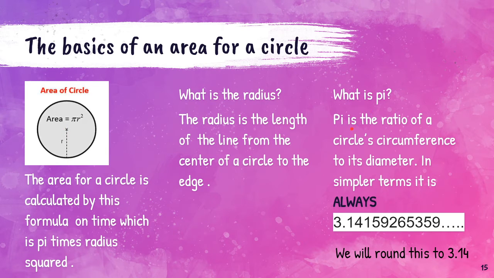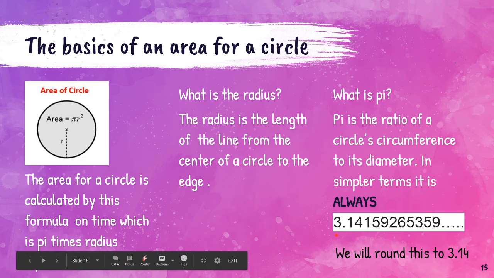What is pi? Pi is the ratio of a circle's circumference to its diameter. So if that's too complicated for you to understand, in simpler terms, it is a never-ending number. And it is always going to be 3.14159265359. It just never ends. So we will round this number to 3.14. We'll just take the first three digits.